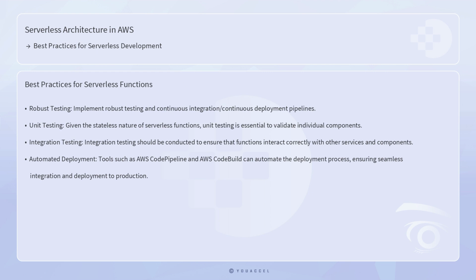Another best practice is to implement robust testing and continuous integration, continuous deployment pipelines. Given the stateless nature of serverless functions, unit testing is essential to validate individual components. Additionally, integration testing should be conducted to ensure that functions interact correctly with other services and components. Tools such as AWS CodePipeline and AWS CodeBuild can automate the deployment process, ensuring that code changes are seamlessly integrated and deployed to production. This reduces the risk of human error and accelerates the development lifecycle.